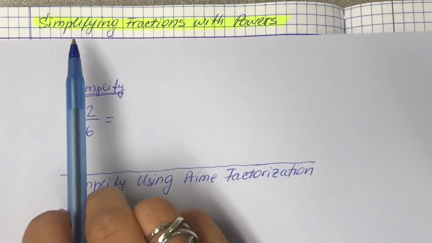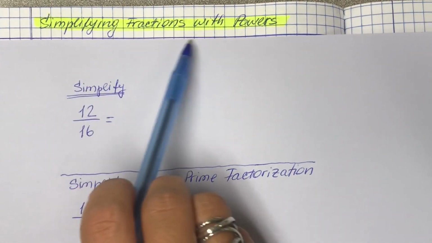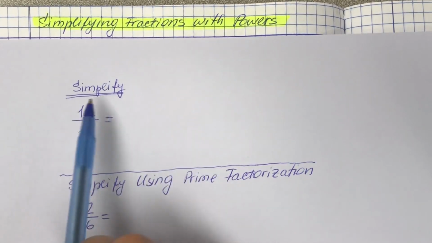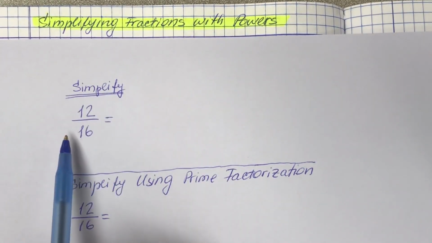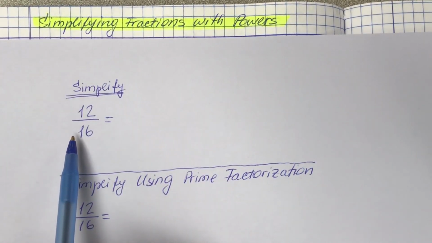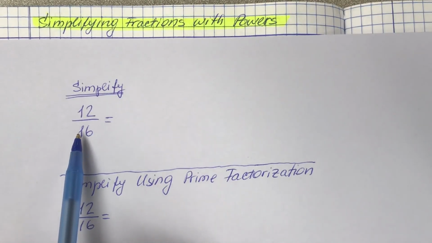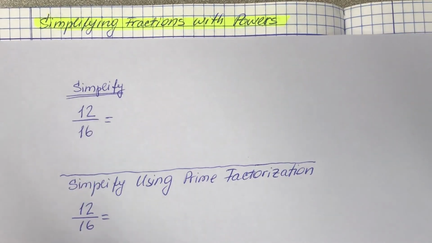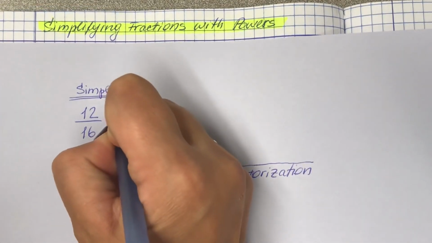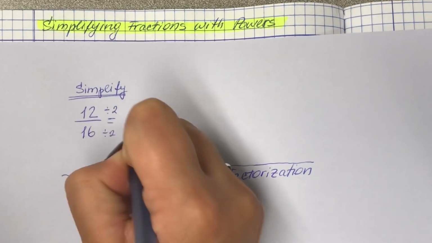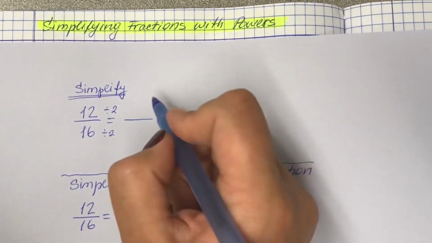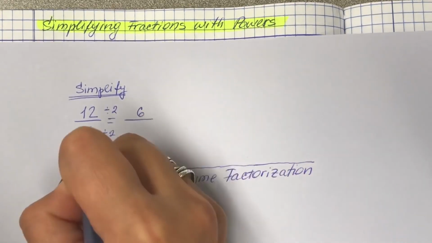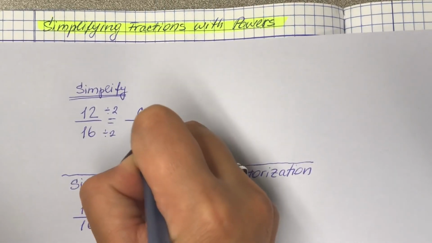In this video, we'll look at how to simplify fractions with powers. In the past, we simplified fractions using two different methods. First, we had to look for a number that could be divided into 12 and 16. So we can divide, let's say, by 2 first because they're both even, and 12 divided by 2 will be 6, 16 divided by 2 would be 8.